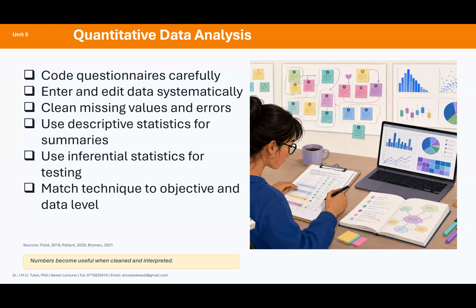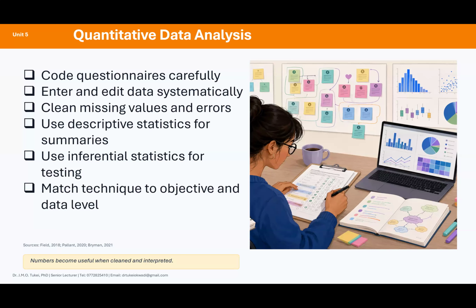Inferential statistics such as correlation, regression, chi-square test, t-test, and analysis of variance test relations and differences. The selected technique must match the research objectives, measurement levels, assumptions, and sampling characteristics. Statistical significance should not be confused with practical importance.